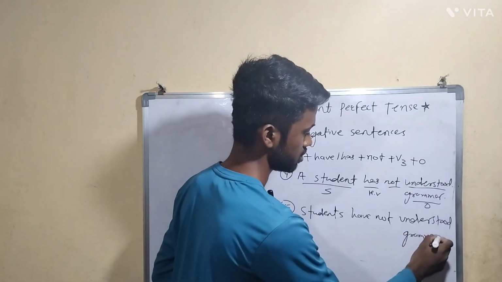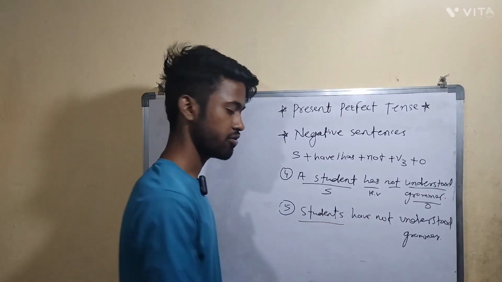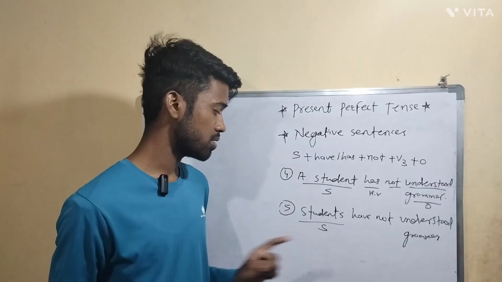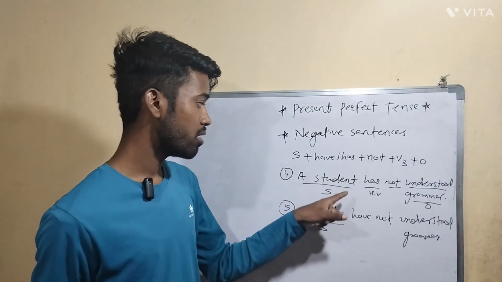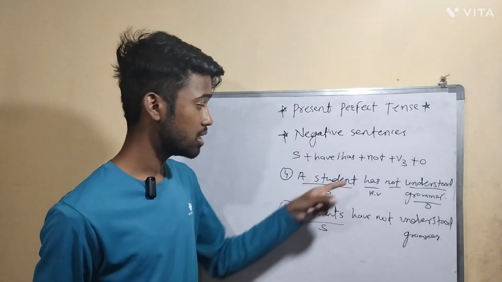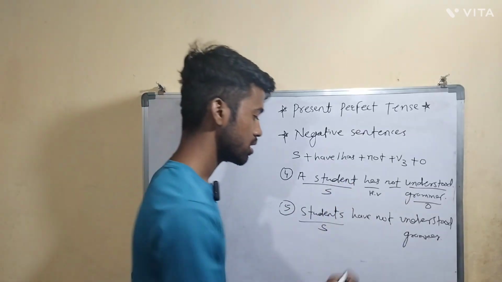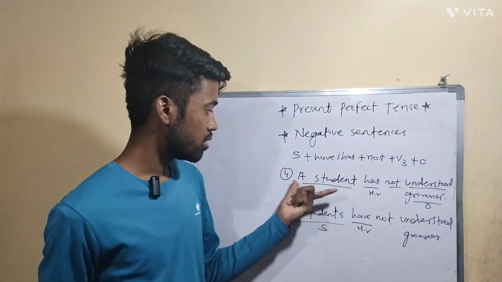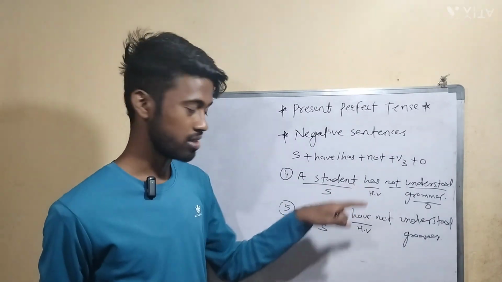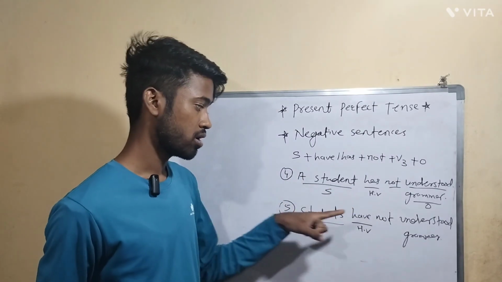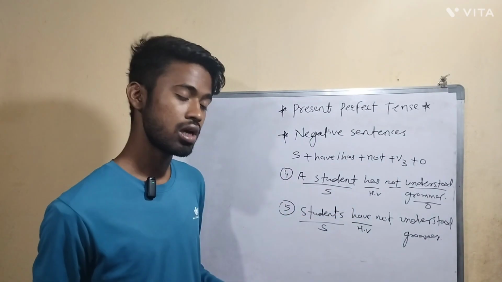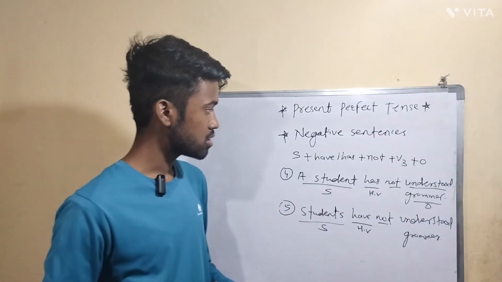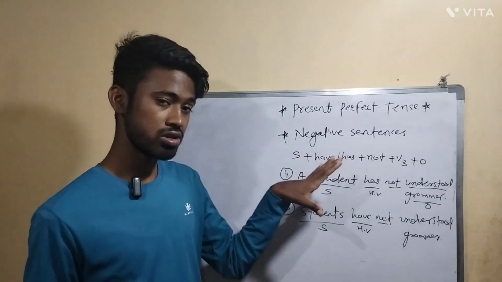Now see, what is the difference here? First thing, the subject is different. Here the subject is singular, here the subject is plural. So accordingly, we have changed the helping verb. Here the helping verb is has. Here it is have. Whenever the subject is singular, you have to use has. Whenever the subject is plural, you have to take have as the helping verb. After that, all things are the same. Okay, you understood up to this the structure of a negative sentence.